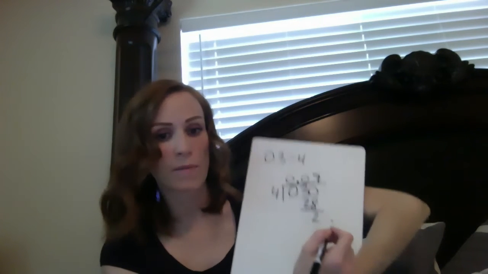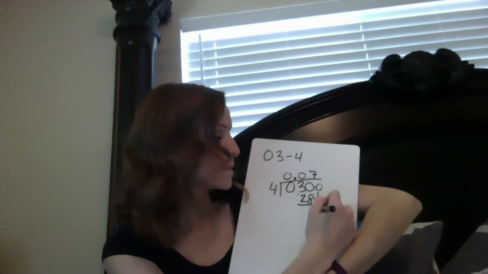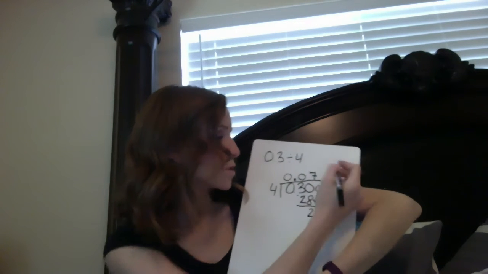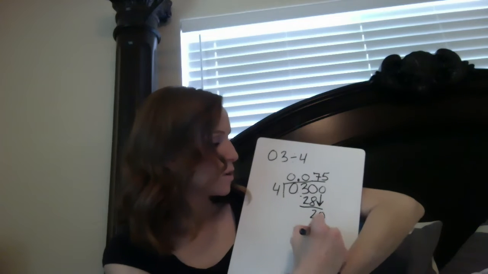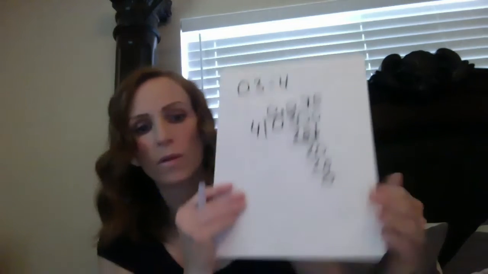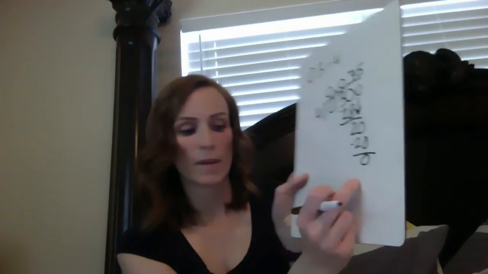We don't want a remainder, so we're going to keep going. Add another 0. We're just going to keep adding zeros until this comes out even. 4 goes into 20. 5 times 4 is 20. No remainder. There we go. So we have our answer. So just keep adding zeros until you come out with a 0, so no remainder.